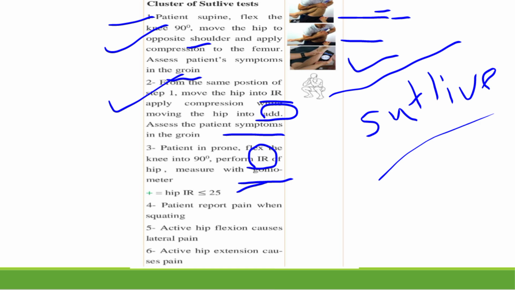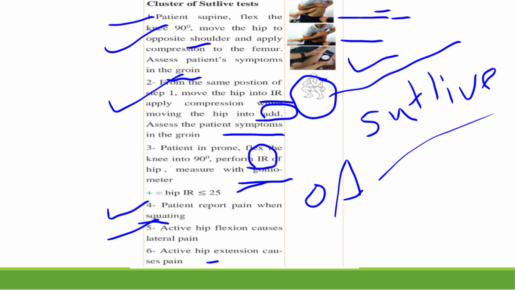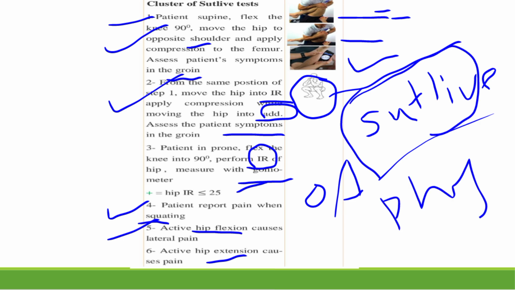This is the picture. The fourth test is the patient reporting pain when squatting. This is the position when the patient squats, and if he feels pain, this is a positive sign of osteoarthritis of the hip. The fifth test is active hip flexion causing lateral pain. The sixth test is active hip extension causing pain. Active hip flexion and extension become painful. These are the tests to diagnose osteoarthritis of the hip by the physiotherapist.